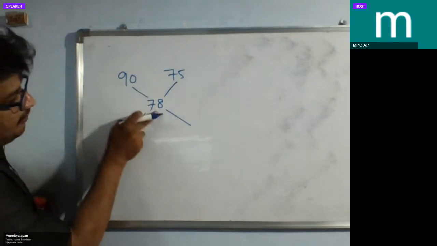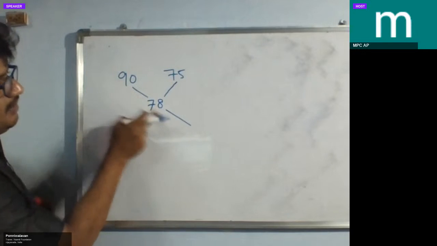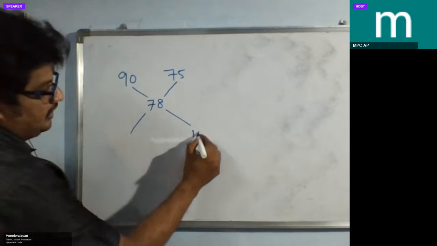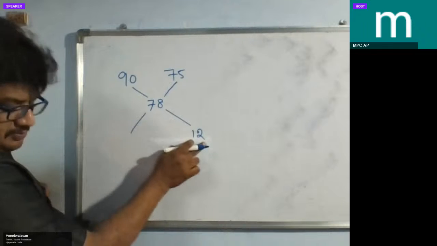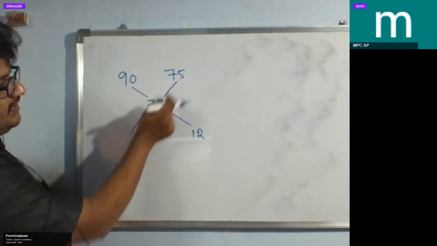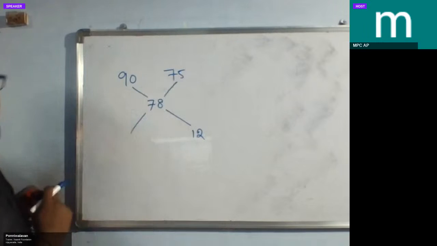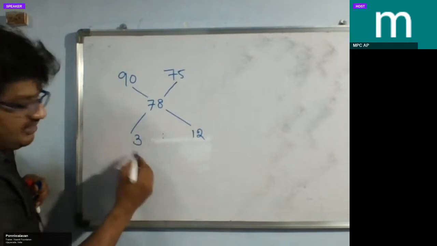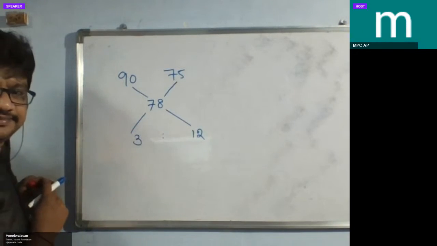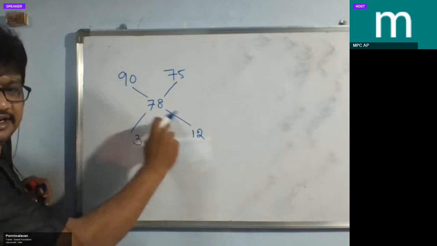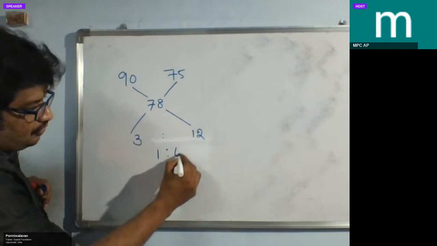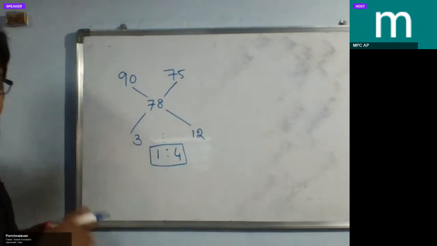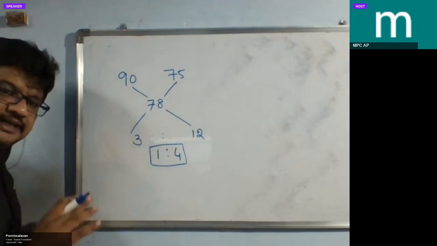Yes, 90 minus 78. What is the difference? 12. Put it here. Then 78 minus 75 is 3. Find the ratio. We can divide it by 3, right? So 12 to 3 becomes 4 is to 1. Clear?